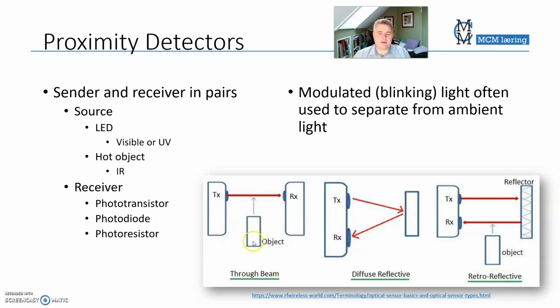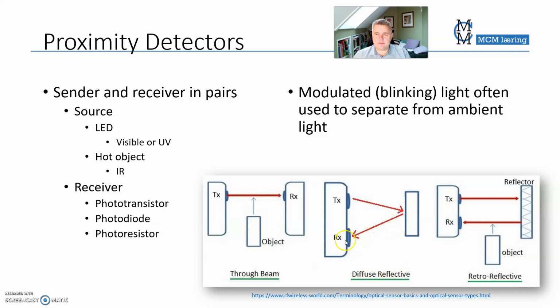Through beam is when the object breaks the line between the transmitter and the receiver. TX transmitter, RX receiver. So the object here shadows for the light so it doesn't reach the receiver. That requires power supply on both ends, but it's quite safe since you actually break the line here.